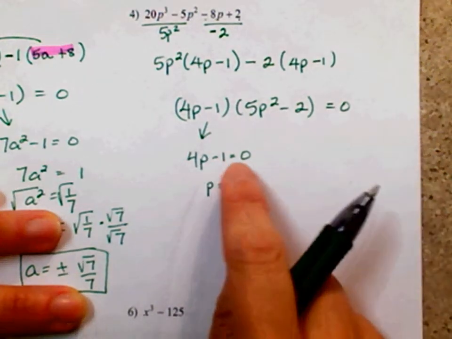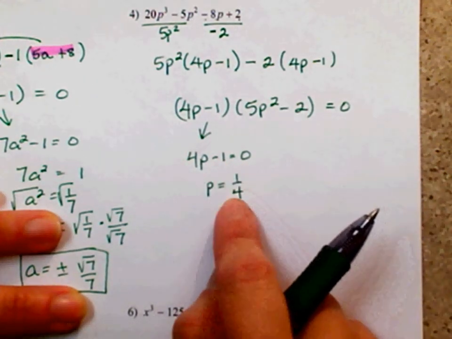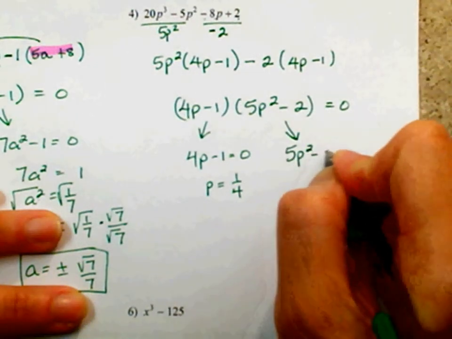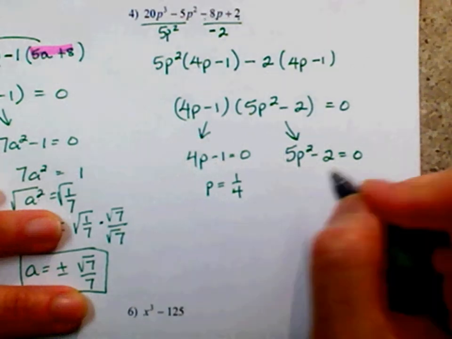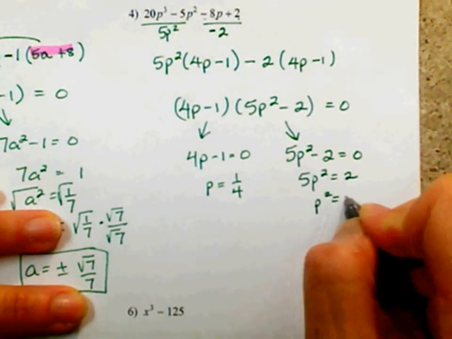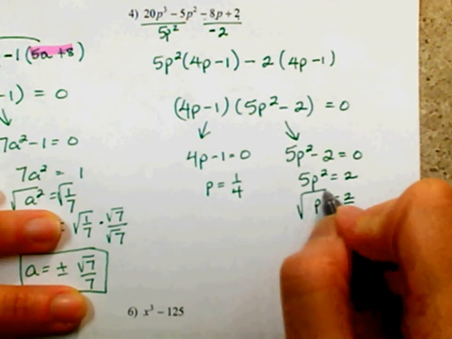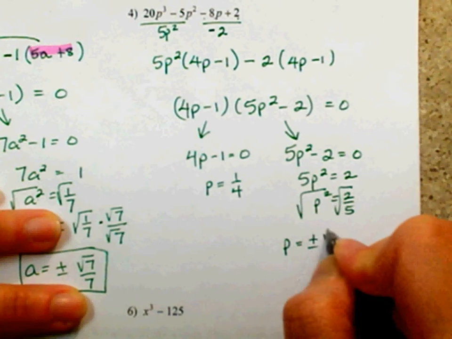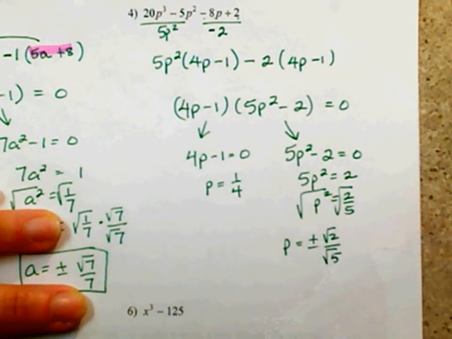Add 1 to both sides, divide by 4, okay? This one, 5p squared minus 2, set that equal to 0. Add 2, divide by 5, take a square root. So p is equal to plus or minus square root of 2 over square root of 5. You can even write it like that.